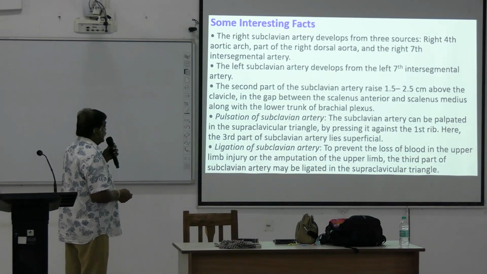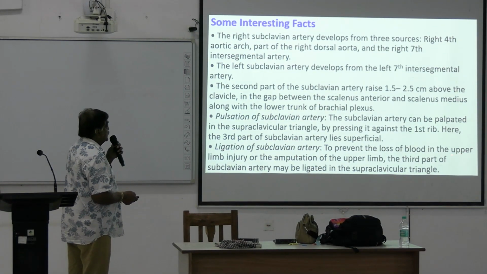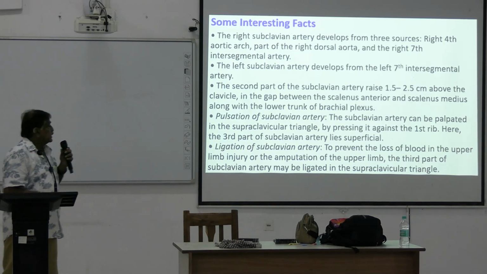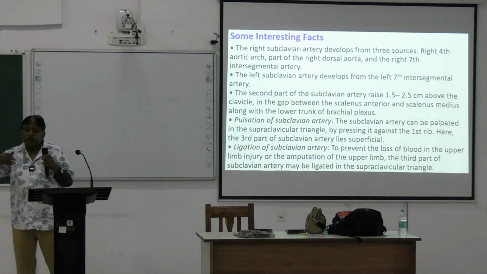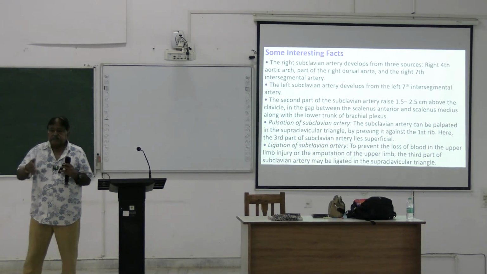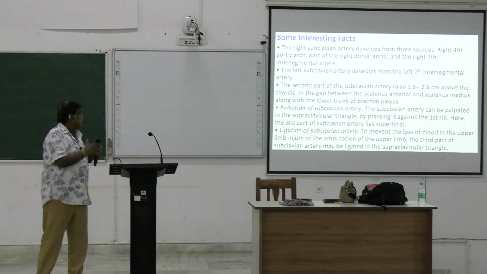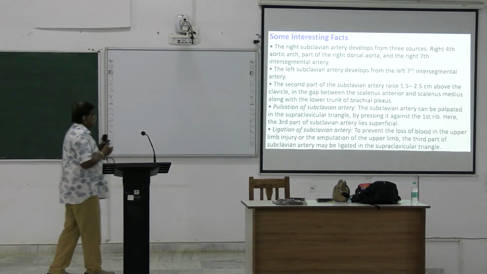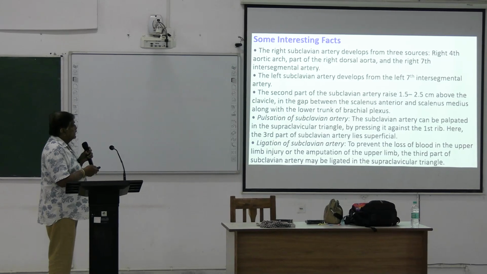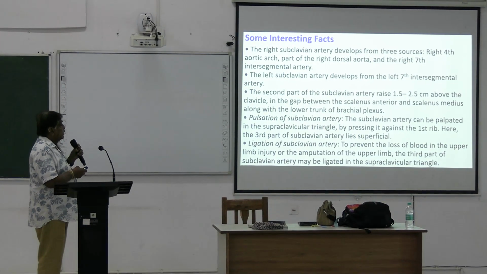Now, ligation of the subclavian artery to prevent loss of blood in upper limb injury or amputation of the upper limb. The third part of the subclavian artery is ligated in the supraclavicular triangle. If there is a severe injury with loss of blood in the upper limb, instead of clamping, quickly dissect, open up, and ligate the subclavian to prevent the blood loss in injury or amputation of the upper limb.